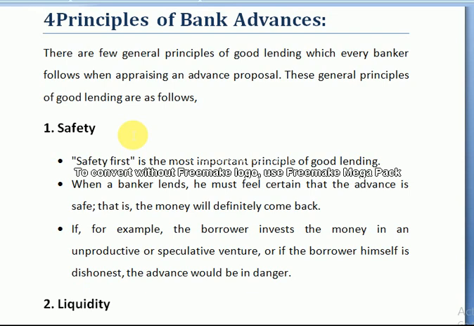Look at safety. Safety is the most important principle of good lending, or of money lending. When a banker lends, he or she must feel certain that the advance is in safe hands, that is, the money will definitely come back. For example, if the borrower invests the money in unproductive or speculative, risky businesses, or if the borrower himself is a dishonest person, then in that situation the advance will be in danger.